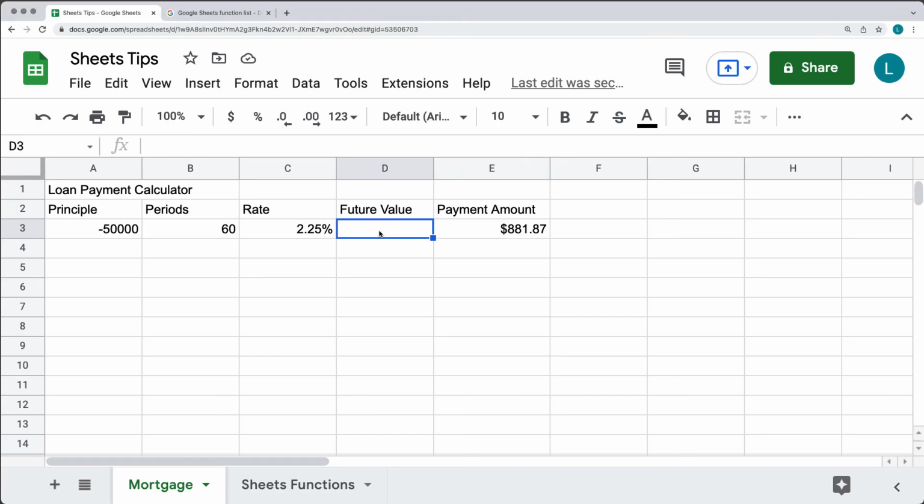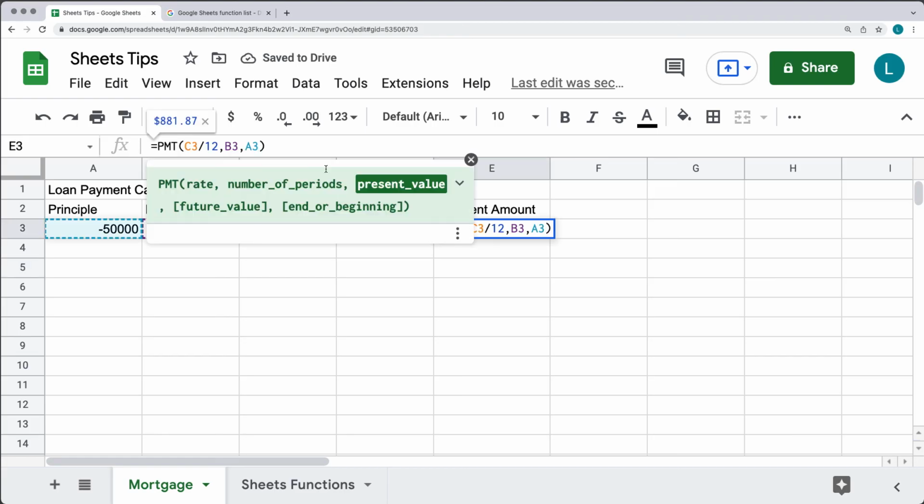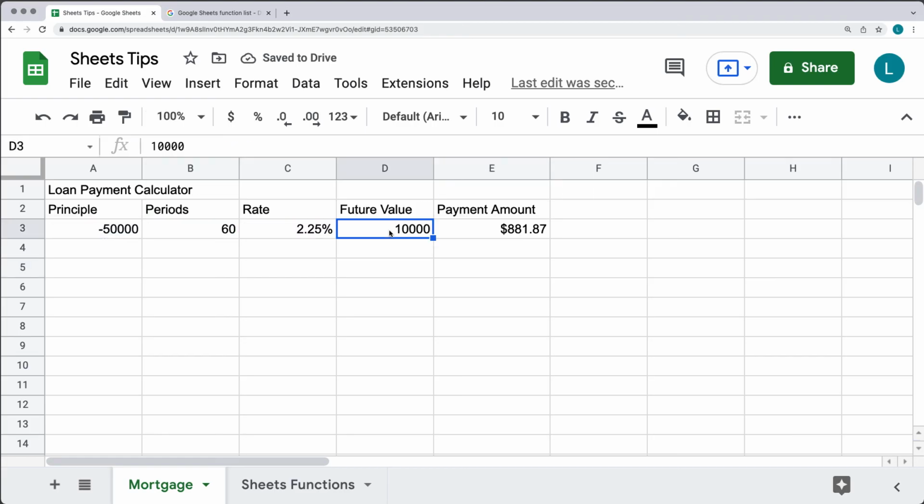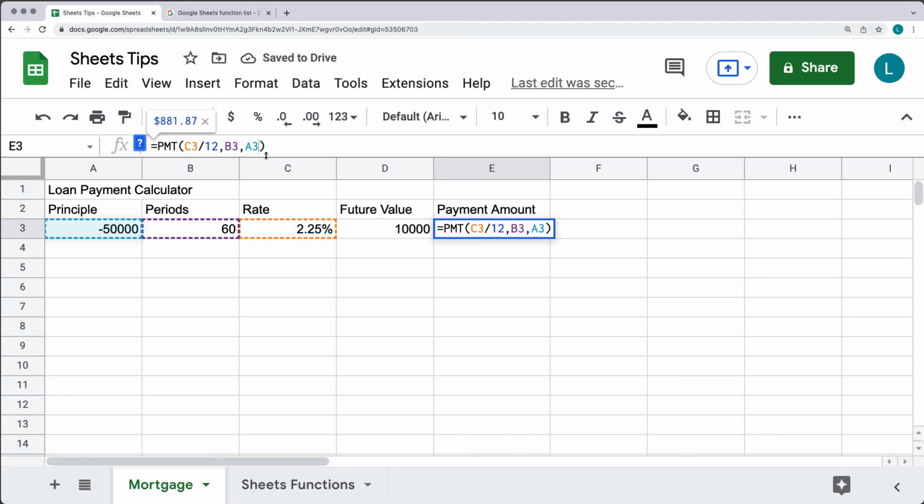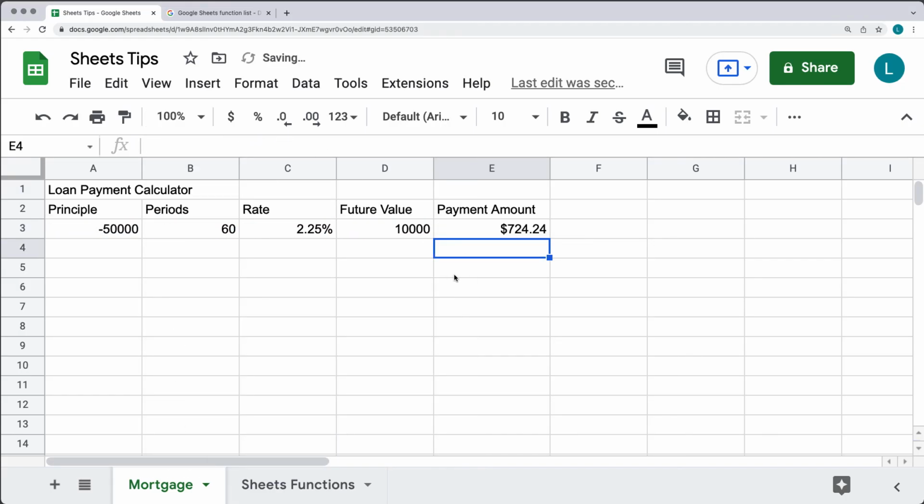If we want to have a future value that's still sitting there, that's an amount owing. So let's say we want to have $10,000 that's still owing. We can add in the future value. And that would be coming from cell D3. So that would reduce our payment amount to $724 per month. And we'd retain a future value that we'd have to pay off of $10,000 at the end of this.